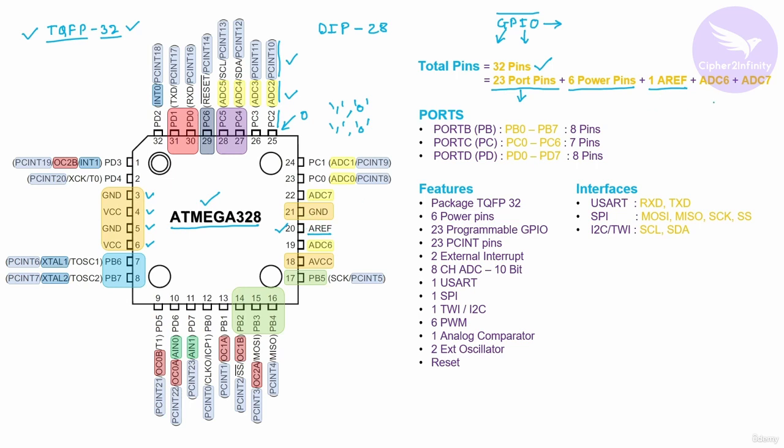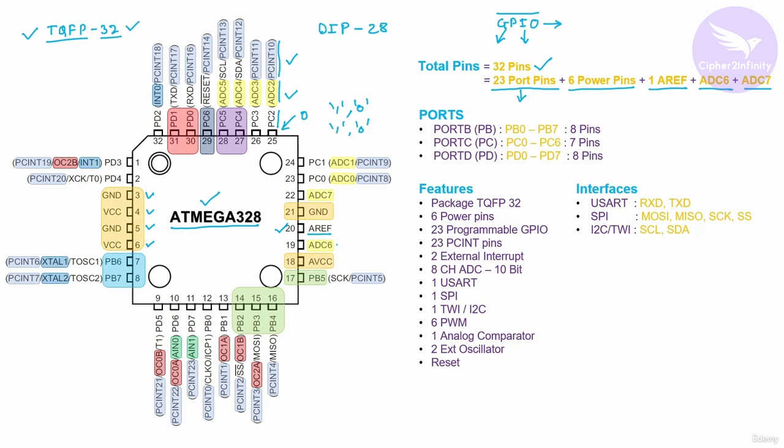Then the next pin is ADC6, and after that ADC7. So 23, then 6, that becomes a total of 29, then this becomes 30, and then 31 and 32. So I will show you the ADC6 and ADC7.